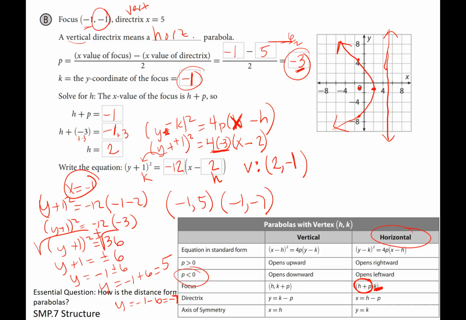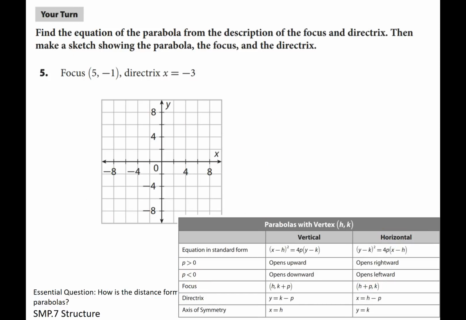Okay, we're going to do one more together, and then you're going to do one on your own. All right, so we're going to do this one more time, this time without all the scaffolding there. So we're going to start with our focus, which is (5, -1). So we're going to go out 5 and down 1.